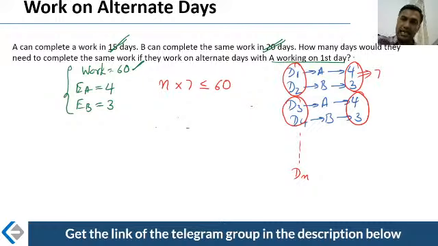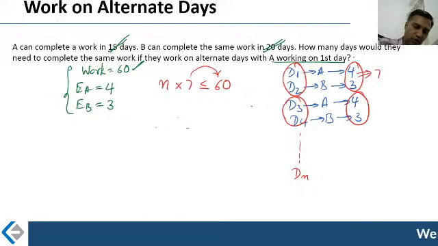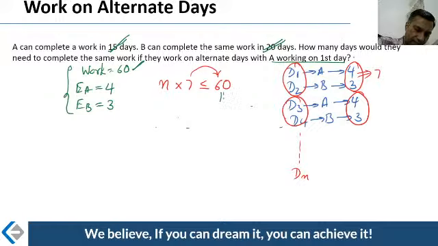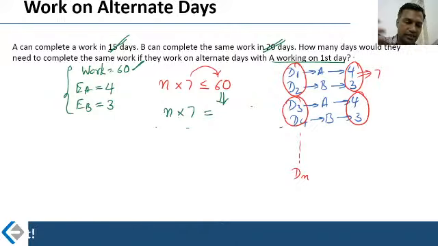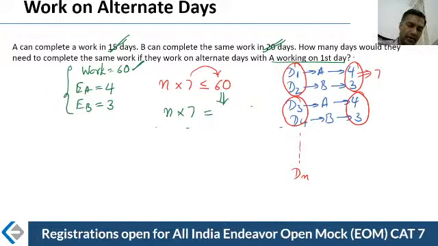60. Now listen, unlike the earlier problem, 7 does not divide 60. In other words, 60 is not a multiple of 7. Therefore, you will take the inequality and write a number which is a multiple of 7 and less than 60. That's how you put the equal to sign here. So n into 7 is less than 60, because equal to 60 is not possible: n has to be a natural number, and if 7 into n is equal to 60, then n becomes a fraction.